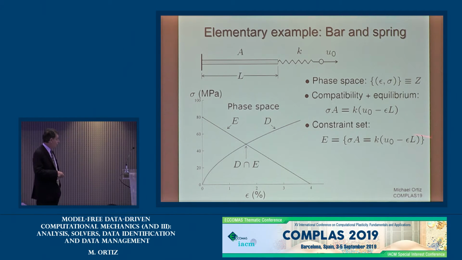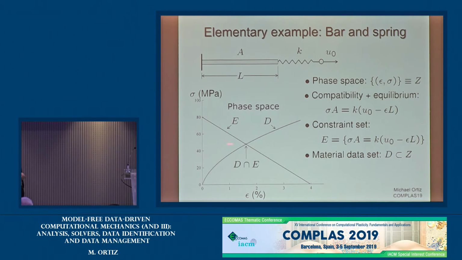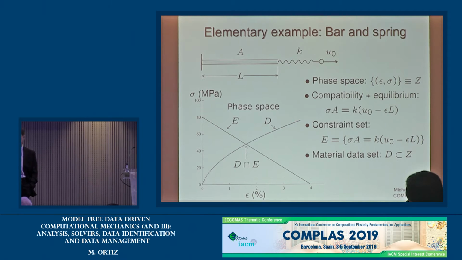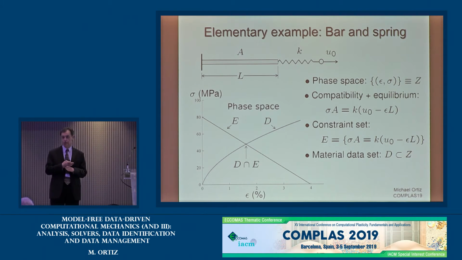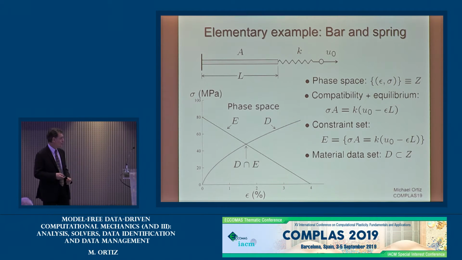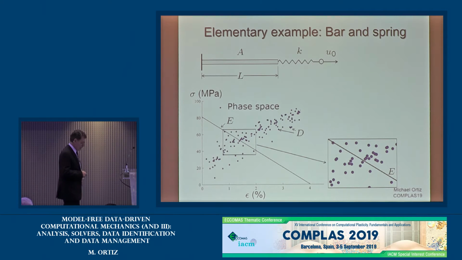So then, okay, there's a constraint set, and then you assume that you have characterized the material, and all the possible states of the material define another subspace, a phase space, which is the data set, and of course the solution is at the intersection. And the solution will exist, assuming that some transversality condition is satisfied between the data set and the constraint set. Okay?